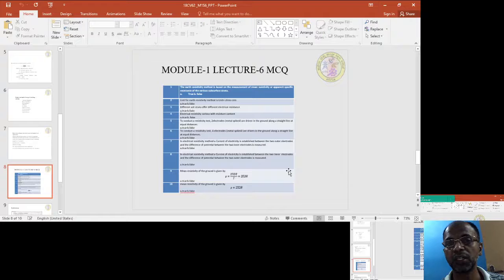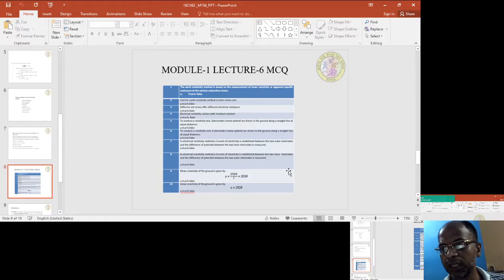The option is A, true. The unit for earth resistivity is ohm centimeter. Option A is true, option B is false. It is correct, therefore it is A. Different soil strata offer different electrical resistivity. As we said in the class, each soil will have its own electrical resistivity, therefore the statement is correct, that is A. Electrical resistivity varies with the moisture content. Yes, it is correct, the statement is A.